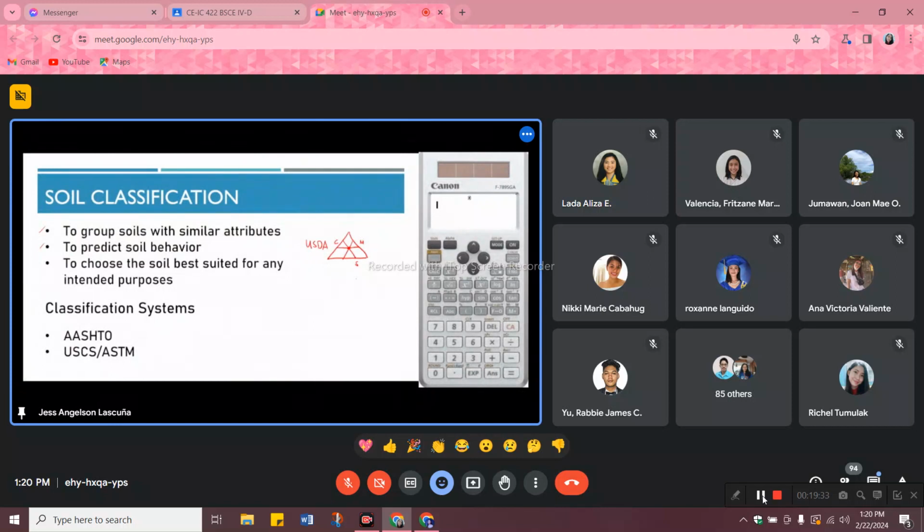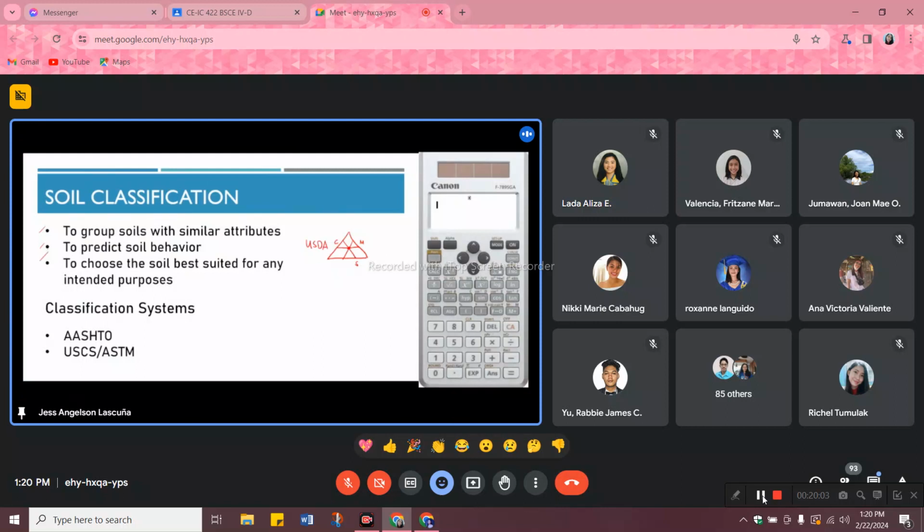And then if mag-test ka sa new site nga imong i-testingan to determine the behavior sa soil. So imo ra ni itaon asa siya na classify para kuha nimo unsa ang iyahang mga properties. And also to choose the soil best suited for any intended purposes.